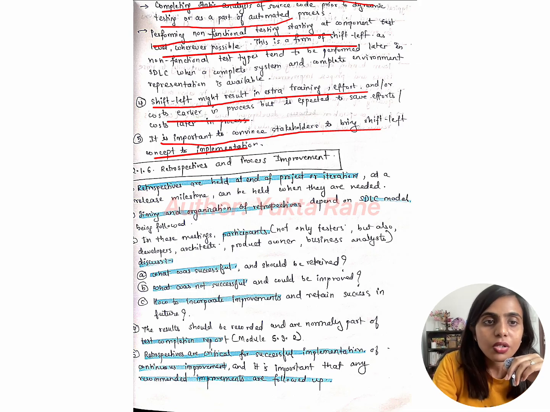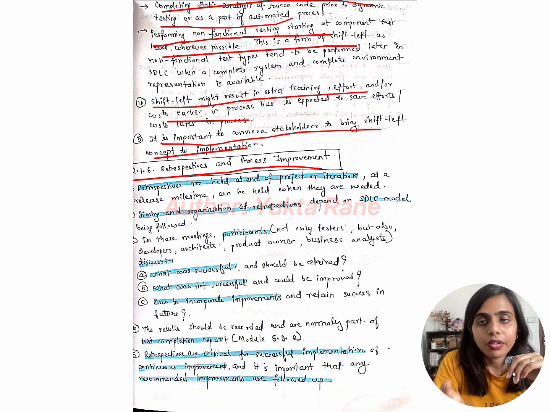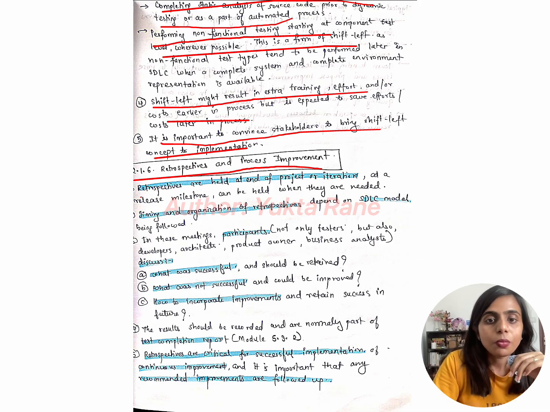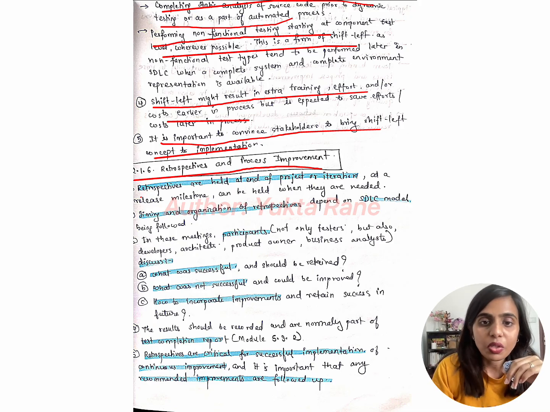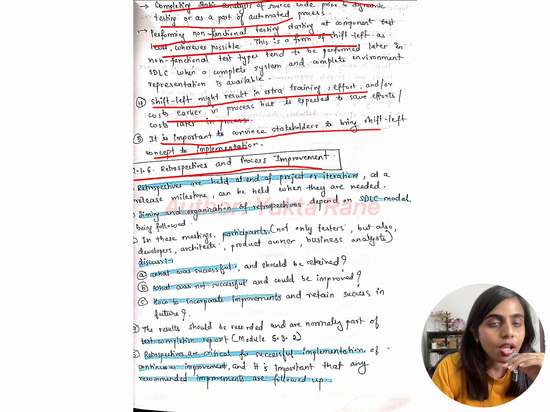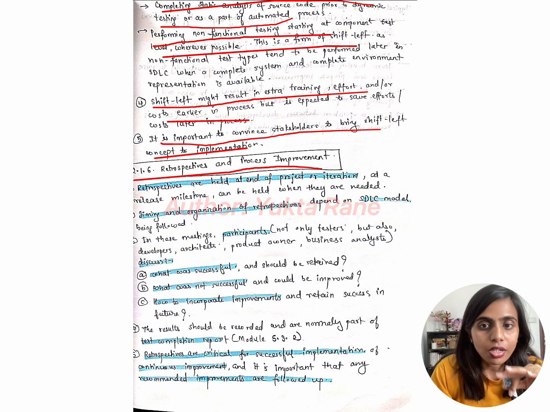Now comes the last part of it, 2.1.6, that is retrospectives and process improvement. What are retrospectives? They are conducted at the end of any iteration or project cycle. So retrospectives is basically what went well throughout the process, what went wrong, and if something went wrong, what was the learning out of it or how to fix it, and you document it into learning documents.